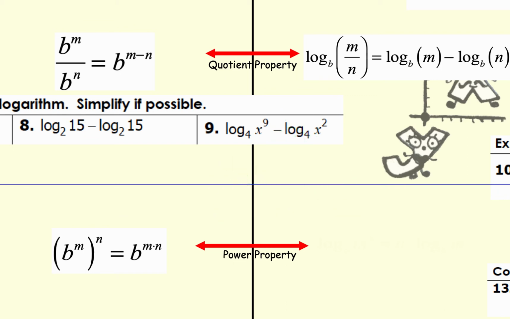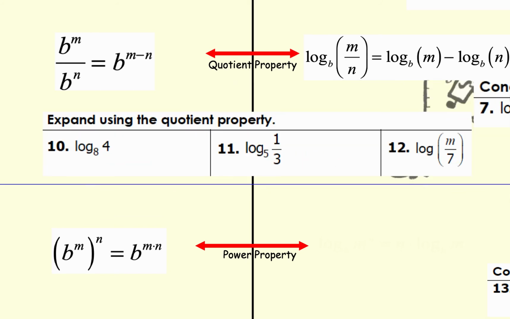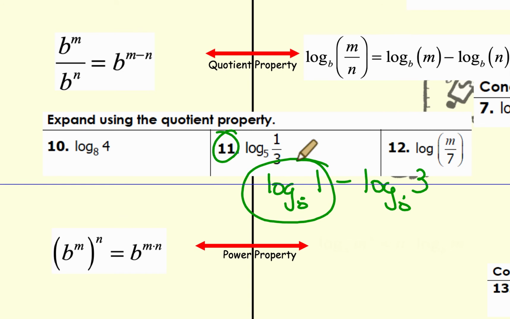Okay, and again, just like we can expand, we can condense. So let's say we're doing number 11. So I have log base 5 of the numerator minus log base 5 of the denominator. And what's log base 5 of 1? Well, that would be 0, because 5 to what power makes 1? 0. So if I do 0 minus log base 5 of 3, I end up with just the opposite of the log base 5 of 3.